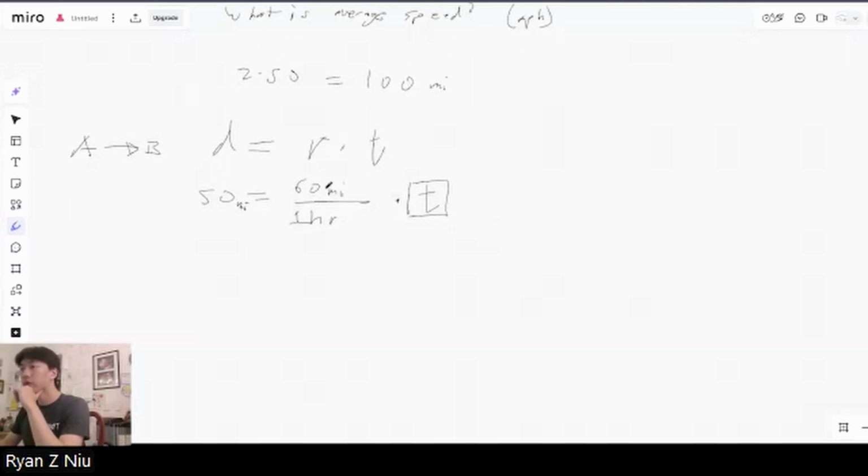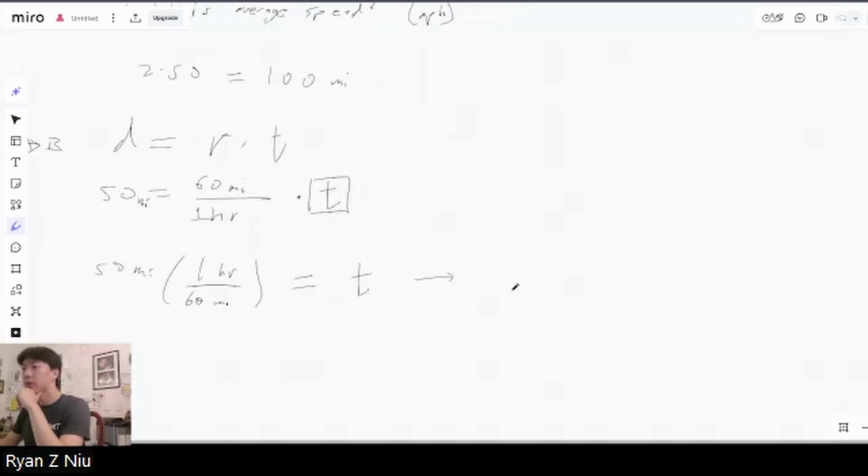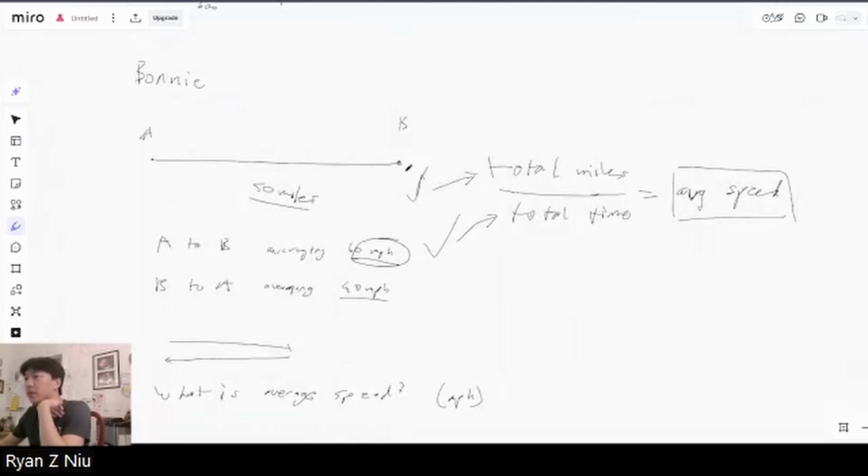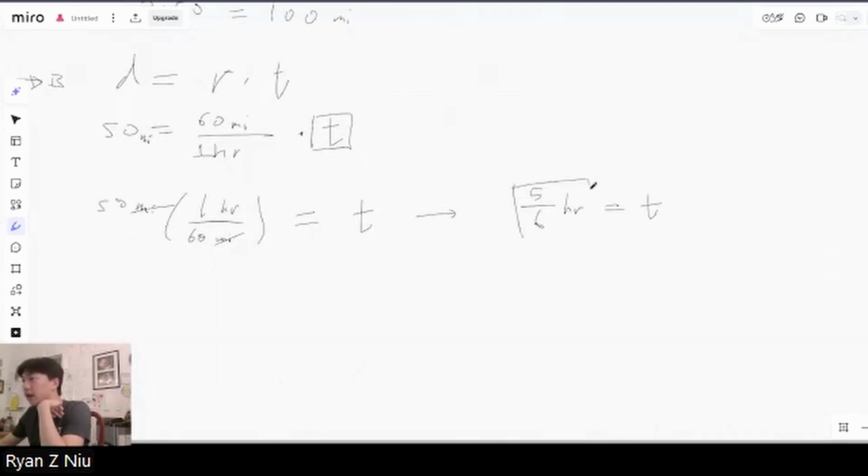So what we should do is multiply some things over. We get 50 miles, and then we flip this fraction, so we get 1 hour over 60 miles, and that is just going to leave us with t on the other side. And this will give us 5 over 6. The miles cancel out, so we're just left with hours equals t. So from A to B, we're going to take 5/6 of an hour.